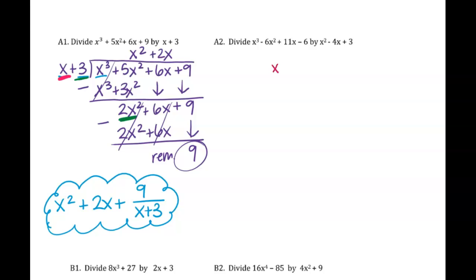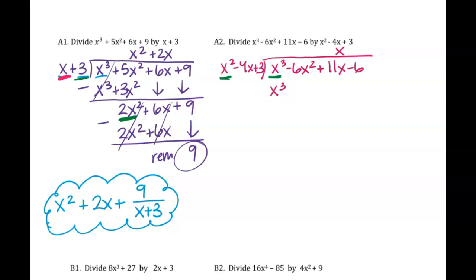Okay. x cubed, sorry about that, minus 6x squared plus 11x minus 6 divided by x squared minus 4x plus 3. Okay, first step, x squared times what equals x cubed? Well, x squared times x is x cubed. So we have to go all the way over to where the x's are. So x squared times x is x cubed.